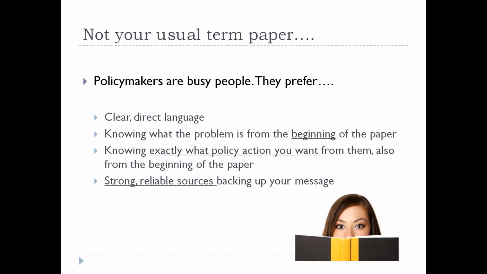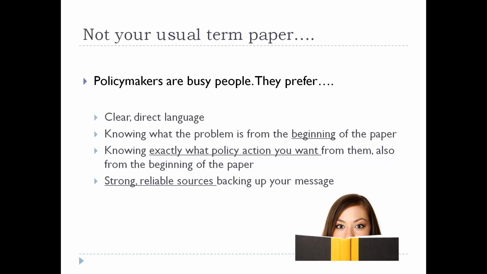The advocacy paper is not like your usual term paper. And the main reason this is so is because of the target audience of the paper. The audience for this paper is a policymaker. A policymaker is somebody who's in a position of authority who can make a decision about a request that you are making.